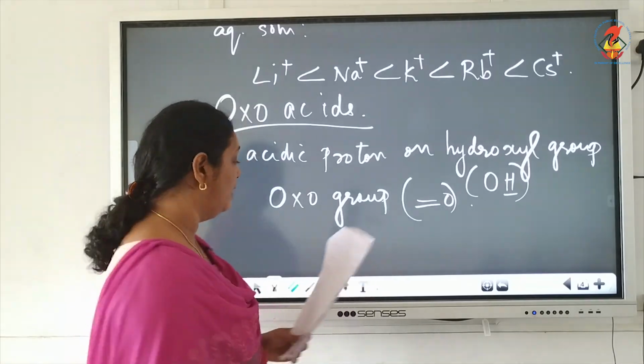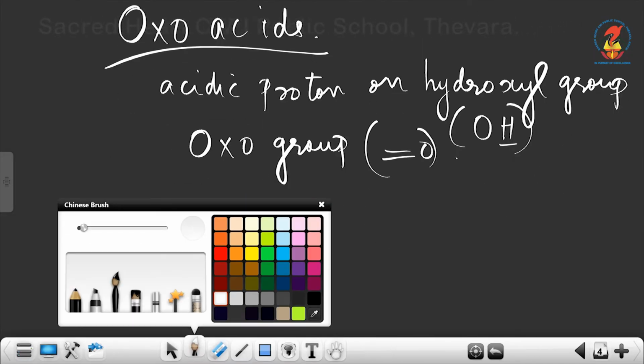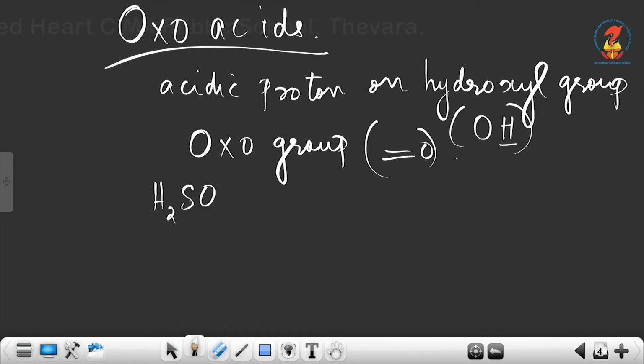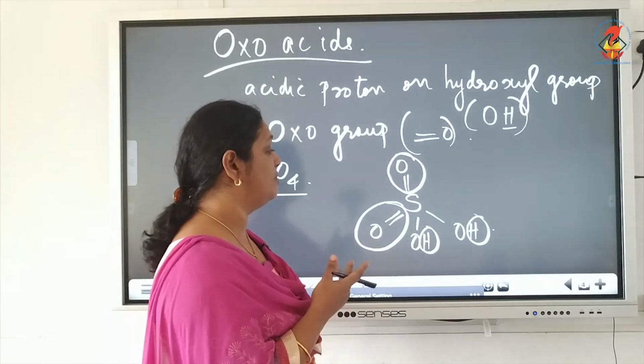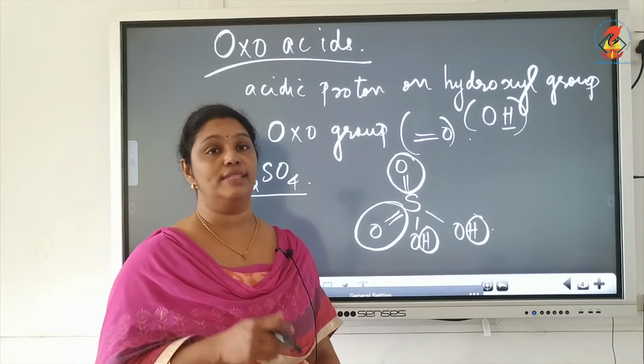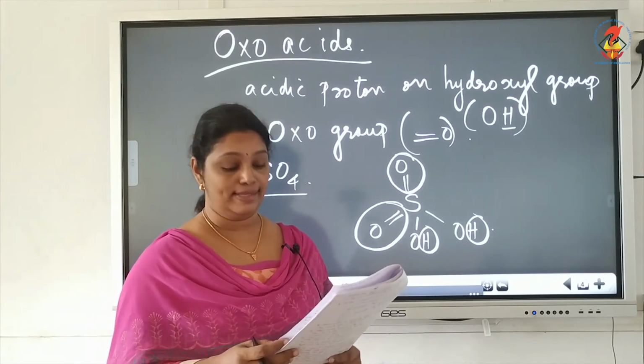For example, sulfuric acid is an oxoacid of sulfur. The sulfuric acid formula is H2SO4. Let us draw the structure of sulfuric acid. Sulfur is the central atom, double bond O, OH, OH. So this is an oxoacid because we have two acidic protons on hydroxyl groups. Also we have two oxo groups. Oxoacid means at least one is enough, one oxo group and one acidic proton. Here we have two oxo groups and two acidic protons on hydroxyl groups. So sulfuric acid is an oxoacid.